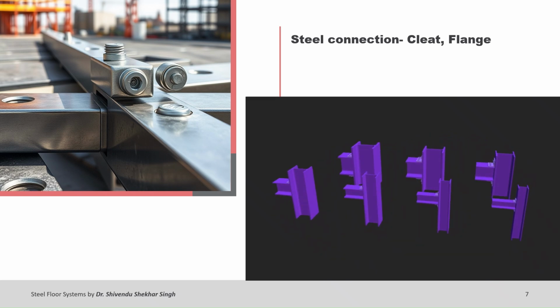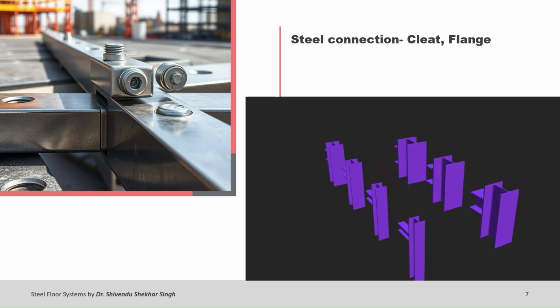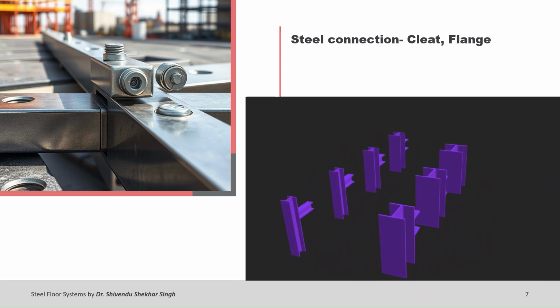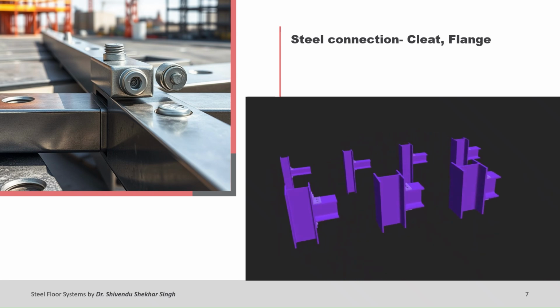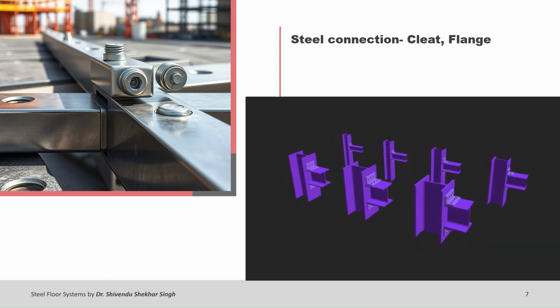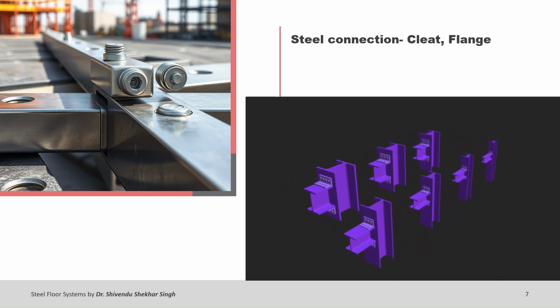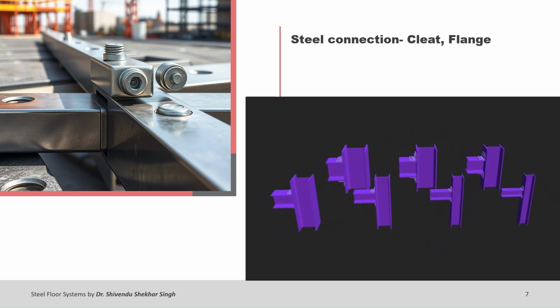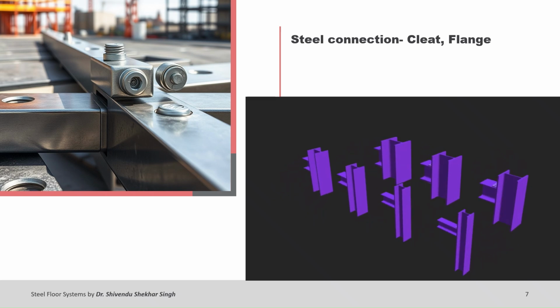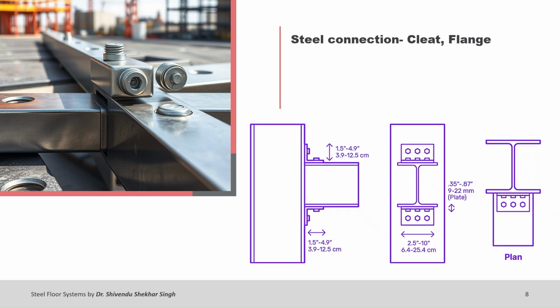Flange cleat connections offer several advantages, including ease of fabrication, installation, and inspection. They provide good load transfer capabilities and can accommodate some degree of misalignment during construction. However, proper design and detailing are essential to ensure adequate strength, stiffness, and ductility of the connection, particularly in regions prone to seismic activity. Flange cleat connections also offer flexibility in terms of on-site adjustments, allowing for minor modifications during assembly.